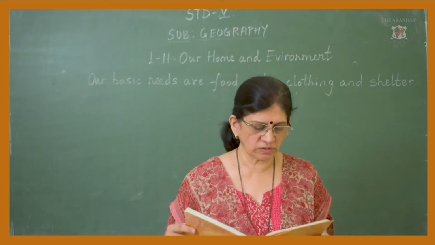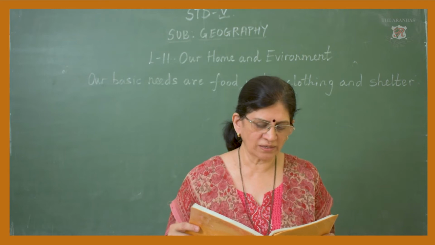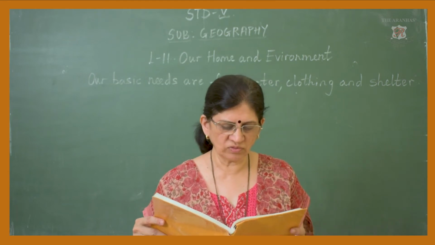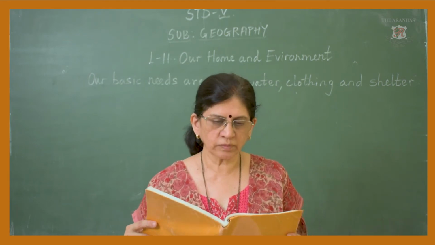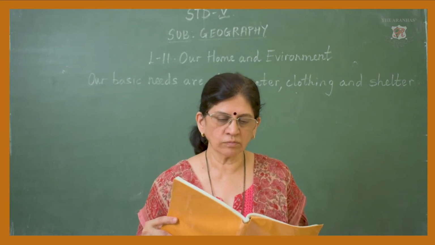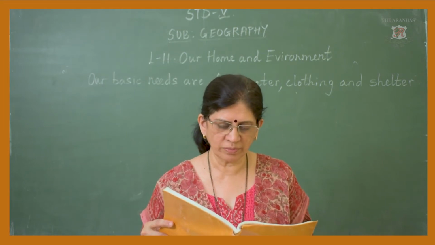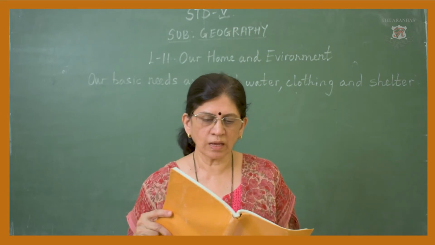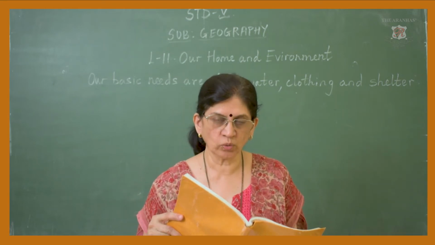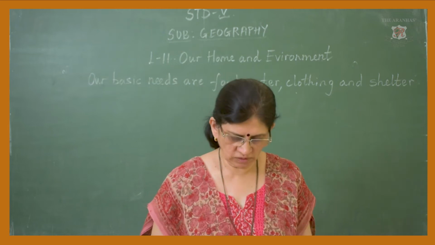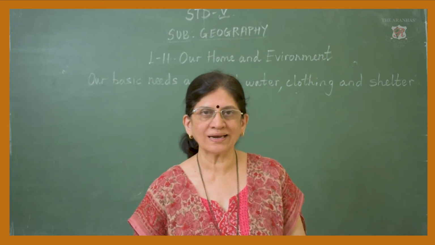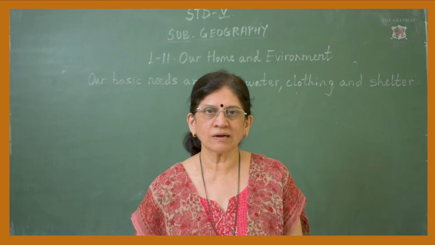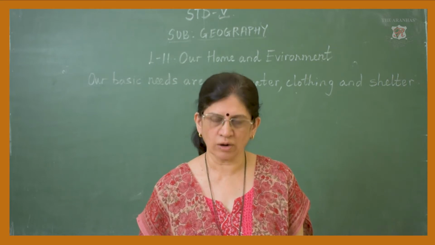Then mountainous regions. Type: multi-storied houses, houseboat. Again rectangular. Building material: roof is made of tiles, iron sheets, wood, and walls are made of stone and bricks. See children, the houses are made according to the climate and the materials available in the surroundings.